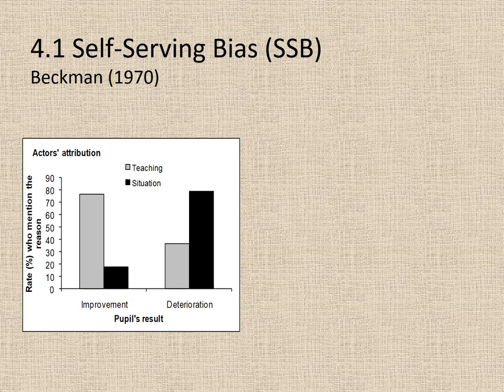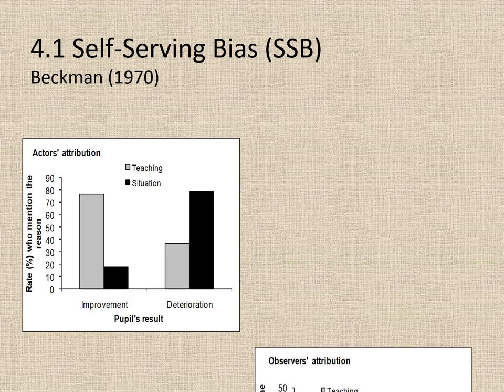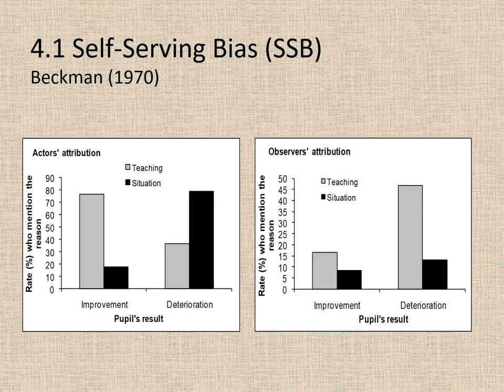And how is it with the observer, who is not involved directly in this? How do they explain this? Well, with the teaching, in both cases, more than the situation. Especially so if the pupil's result is getting worse and worse. So if I see this from the outside, and I see the pupil's result is getting worse and worse, I explain this with the subject's teaching. Okay, so this is an example of self-serving bias.